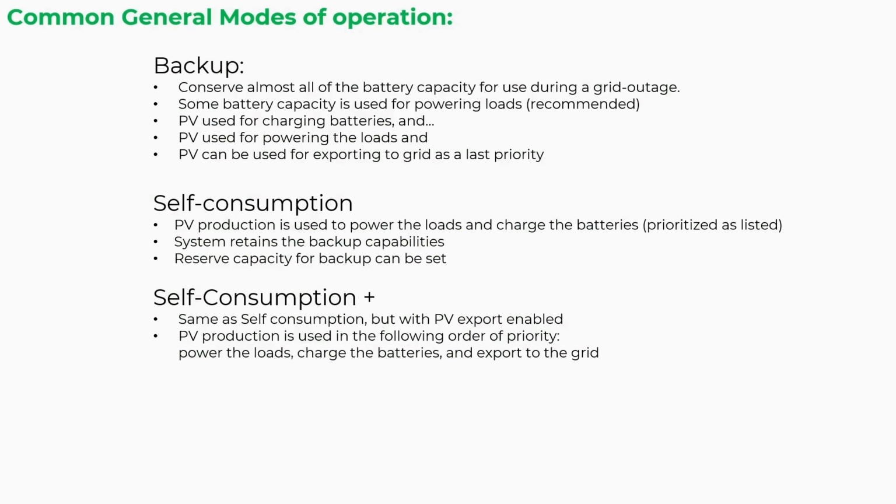In this case, the priority for the PV power is as follows. First the loads, then the batteries, and then the export. So if your PV is producing more than your home is consuming and the batteries are fully charged, the excess PV production will find its way to the grid.